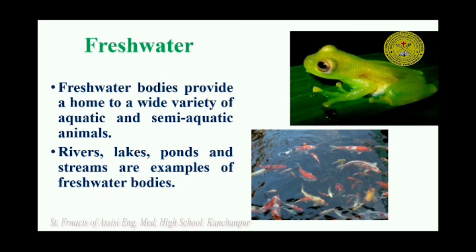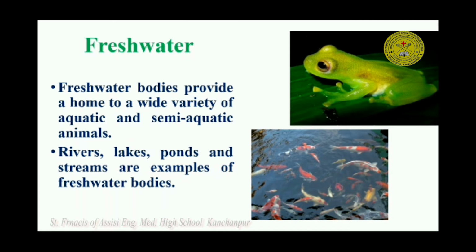So now next is freshwater. So rivers, lakes, ponds and streams are examples of freshwater bodies, right? So freshwater bodies provide a home to a variety of aquatic and semi-aquatic animals. So fishes are found in almost all freshwater bodies, and they are able to breathe under the water, because oxygen is dissolved in water.